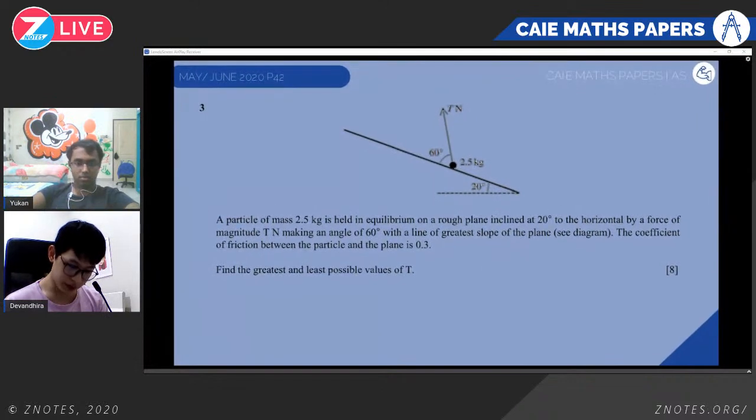A particle of mass 2.5 kilogram is held in equilibrium on a rough plane inclined at 20 degrees to the horizontal by a force of magnitude T newtons, making an angle of 60 degrees with a line of greatest slope of the plane. See diagram. Yeah, right here, 60 degrees. The coefficient of friction between the particle and the plane is 0.3. Find the greatest and least possible values of T. You're given 8 marks for this.